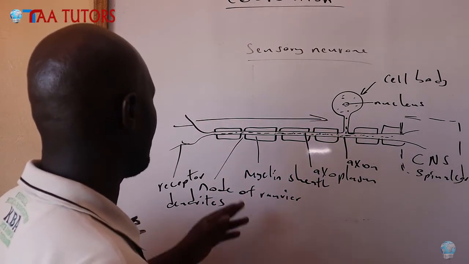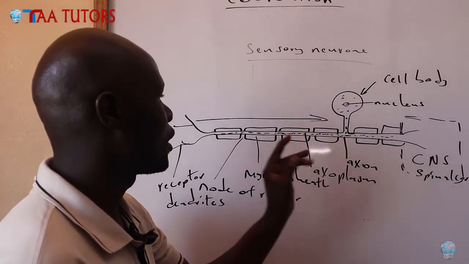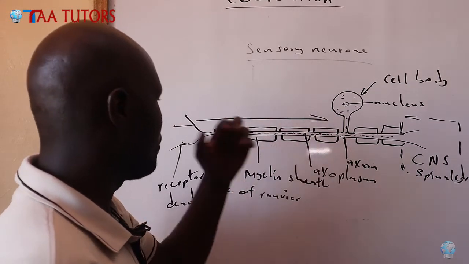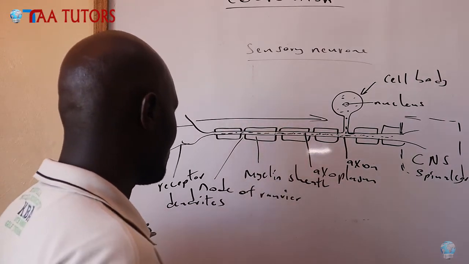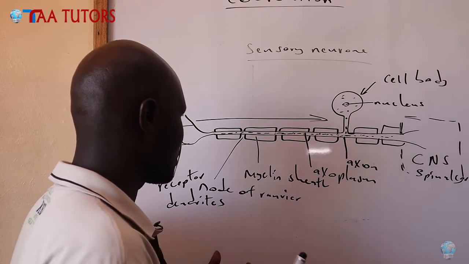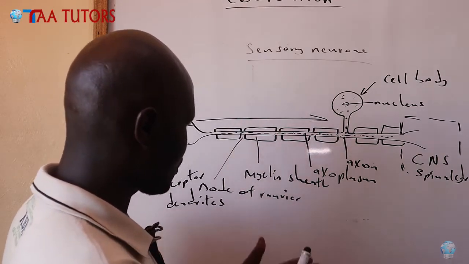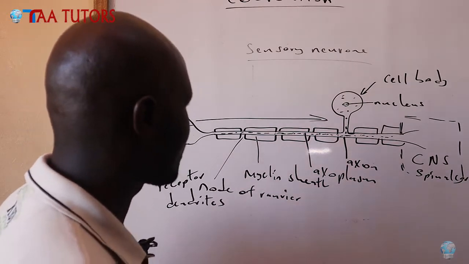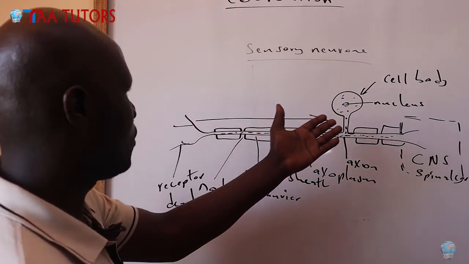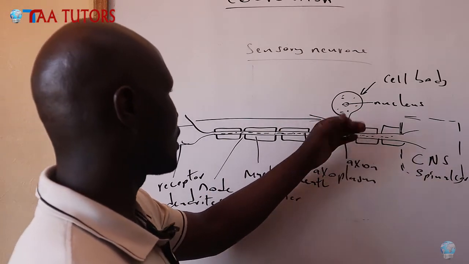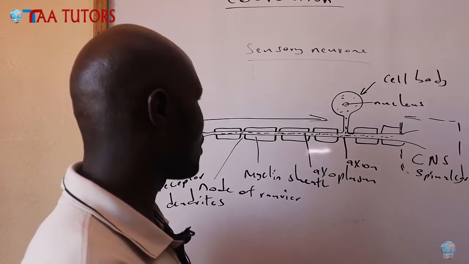Now, this particular part, the axon, is where the impulse is going to be generated as it moves. The myelin sheath actually is to insulate the axon and also to make sure that the impulse is being transmitted quickly. So it is for protection, insulation, and fast transmission of an impulse. That is what it does. Then the nucleus, we have just said that control the cell activity. Cell body is enclosing the nucleus. So this is how this cell looks like.